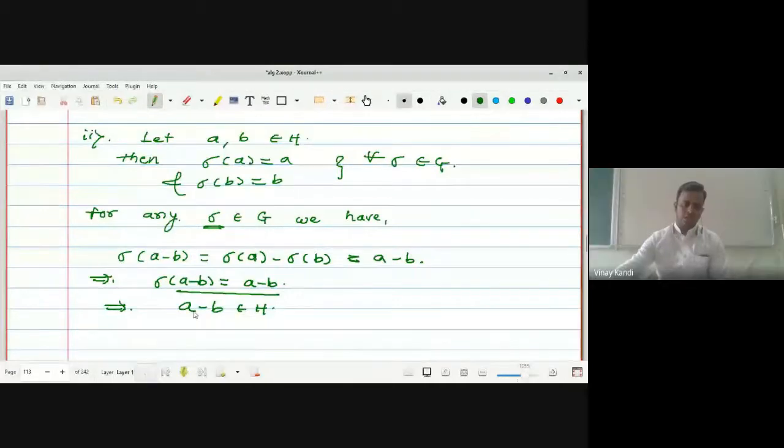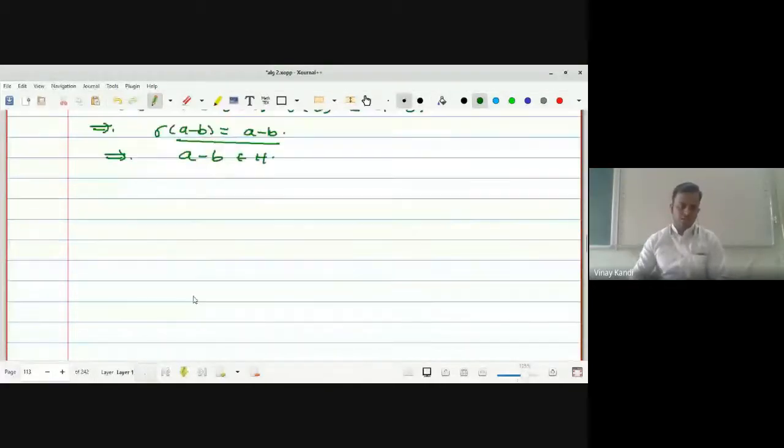Okay, now the third case, the third condition. Let A belongs to H and 0 not equal to B belongs to H. But what does this statement tell me now? What is the difference between these two statements? Anyone from the students?